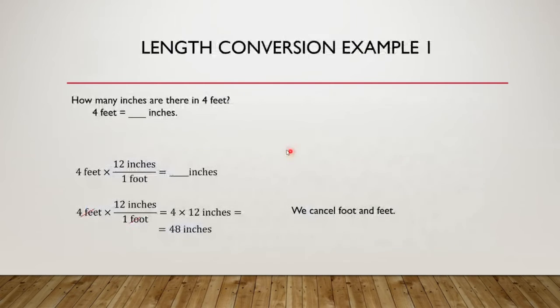Okay? That's what we get here. So how do we convert? We just multiply, as you can see. So we have 4 feet. We're going to multiply by 12 inches over 1 foot. 4 feet times 12 inches over 1 foot. Okay?